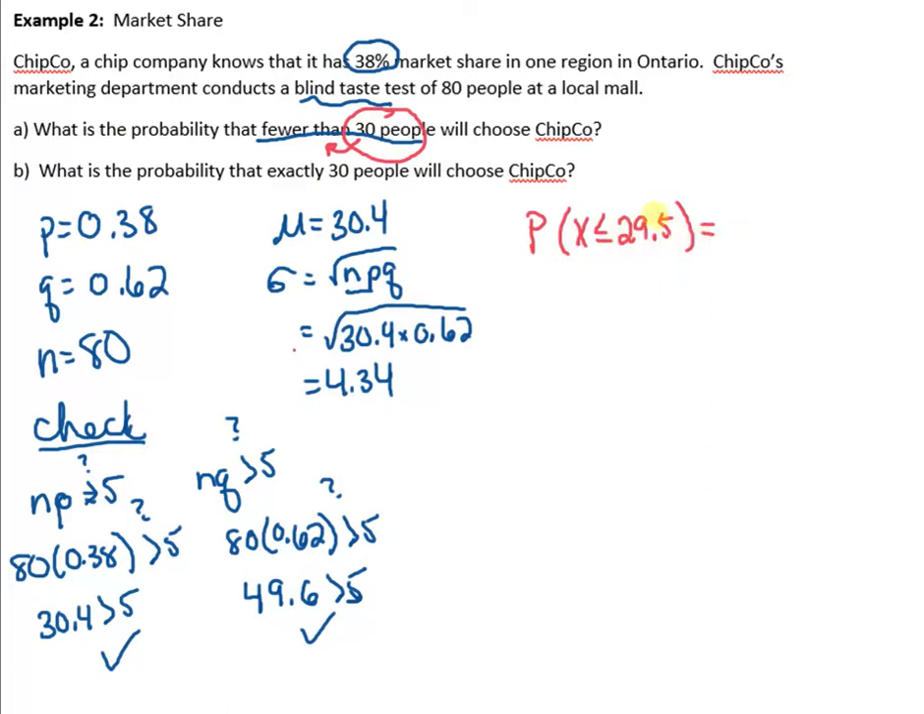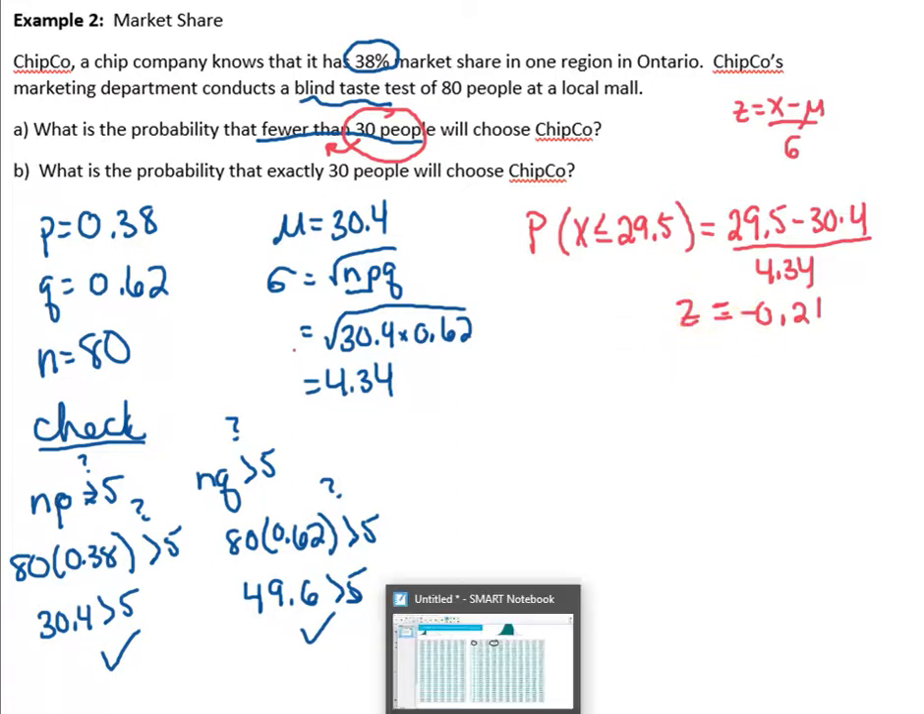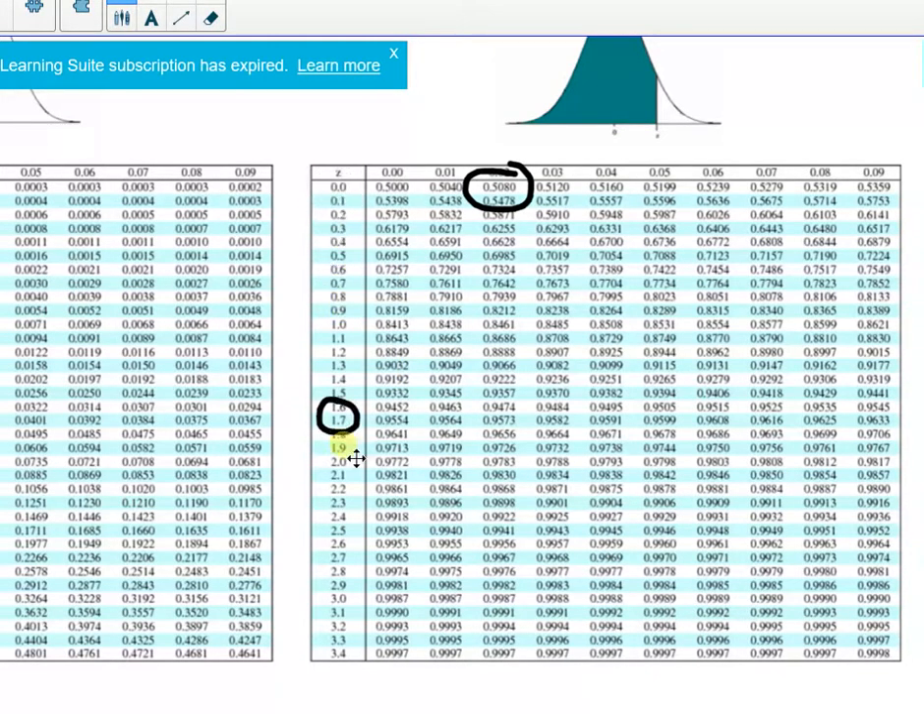So this is excellent. Now, z-score equals x minus mu over sigma. So let's use our 29.5 minus 30.4 over 4.34. 29.5 minus 30.4 divided by 4.34. I get negative 0.2, and I'm going to round this to 2 decimals because our z-score table has 2 decimals. Now let's look up this z-score. Negative 0.21. Go to the z-score table.